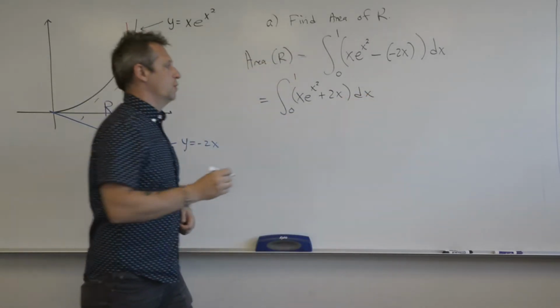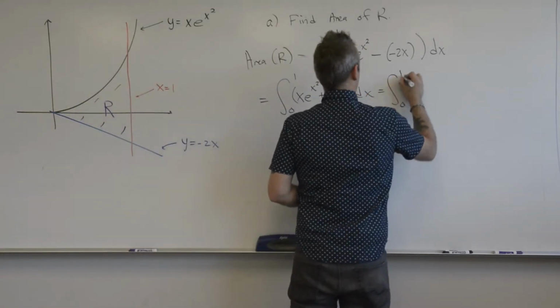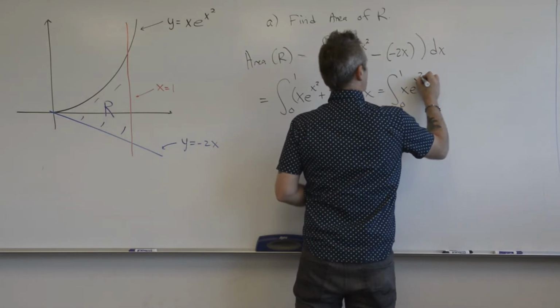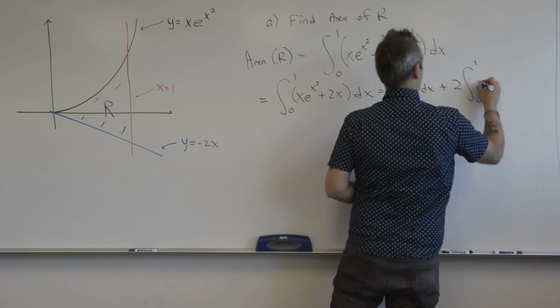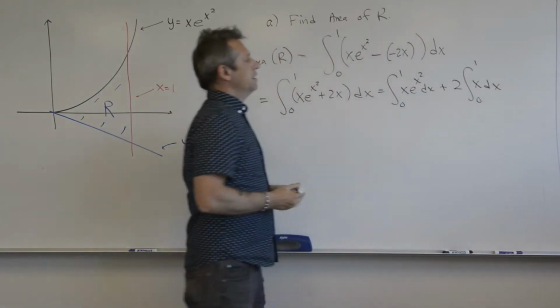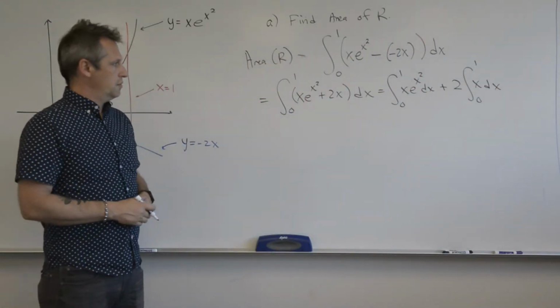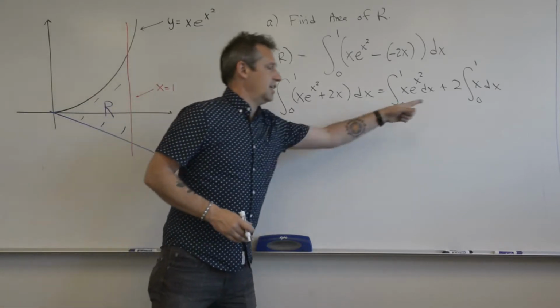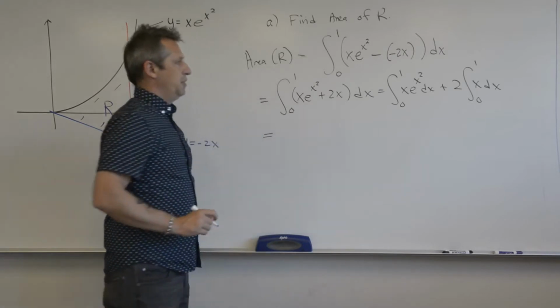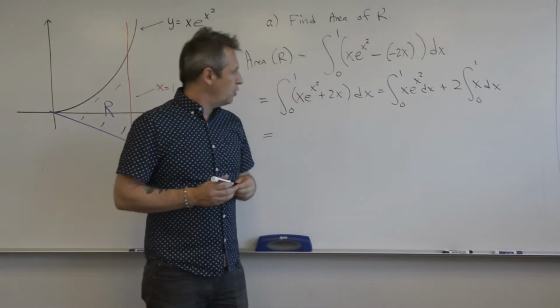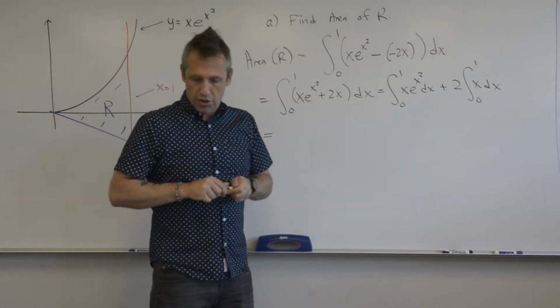And I'm going to split this into two integrals. The integral from 0 to 1 of x e to the x squared dx plus 2 times the integral from 0 to 1 of x dx, using various rules of integrals. The second of these is pretty easy to do, so I'll just do that very quickly. But the first, a little bit harder, requires a u-substitution, I believe.